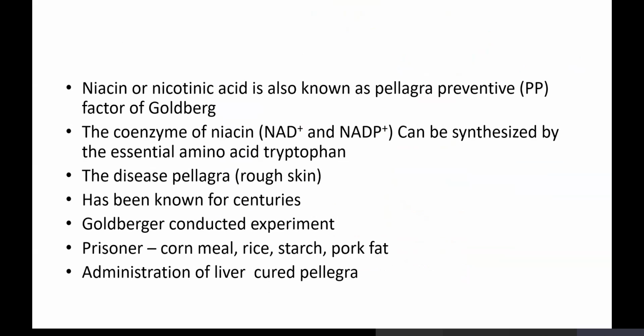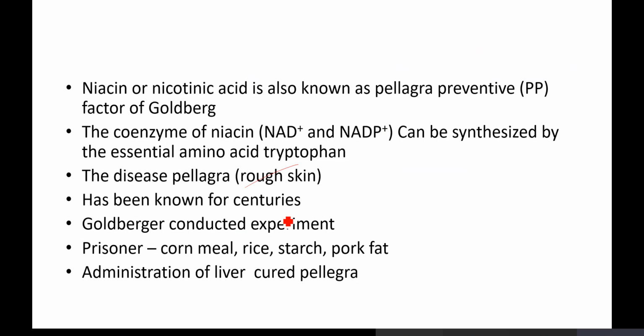So niacin or nicotinic acid, the coenzymes of niacin, that is NAD plus and NADP plus, can be synthesized from the essential amino acid tryptophan. So amino acid or protein consumption is very important. The disease pellagra: in the Italian language, pellagra means rough skin. So in the pellagra disease, the skin becomes very, very rough.